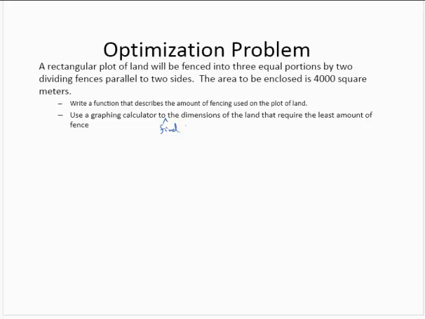So I didn't tell you to find a function in terms of any specific variable. I just wanted you to find a function. But it should be of one variable, since that's what we know how to deal with in this course. So let's draw a picture. We have a rectangular plot of land that will be divided into 3 equal portions by 2 dividing fences parallel to 2 sides. So let me draw in some dividing fences.